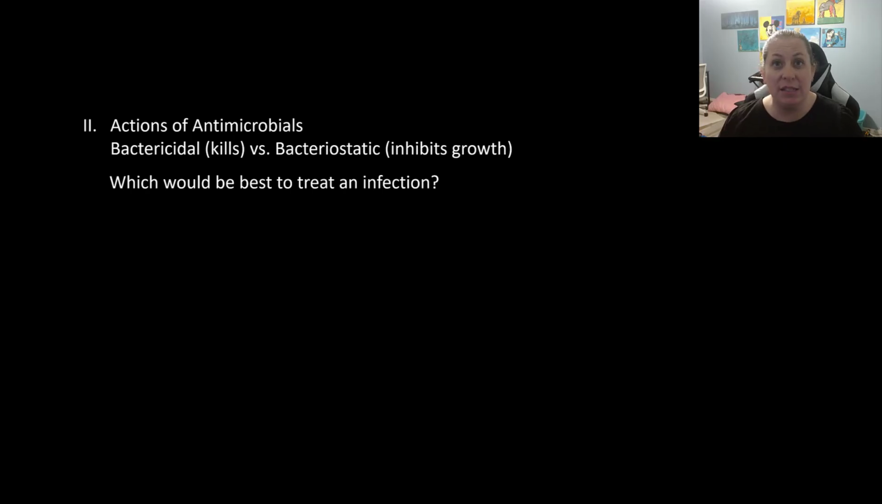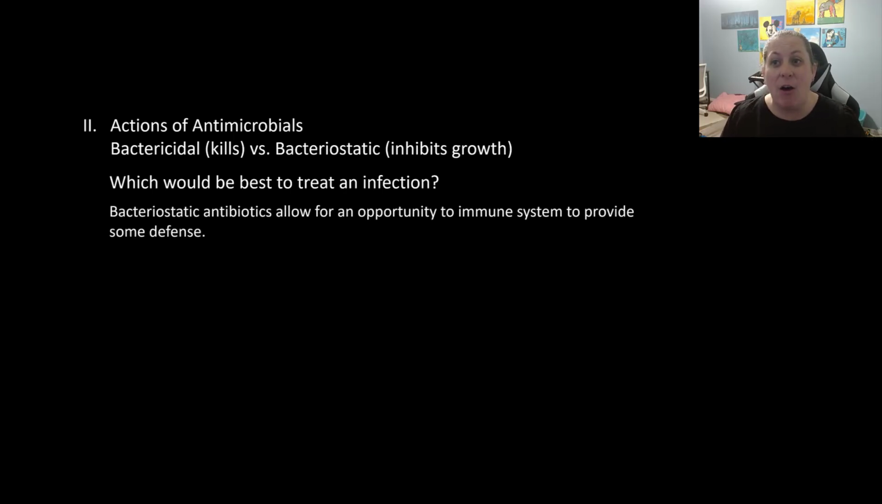Let's use the bactericidal. But in reality, the bacteriostatic is better, because bacteriostatic antibiotics allow your immune system to also provide defense. This is important because if your immune system can create memory cells, the next time you're exposed to that particular invader, they can fight it. This is a really helpful thing. So we want to support the immune system in its fight. We don't want to take over the fight. That's the point of the medication.